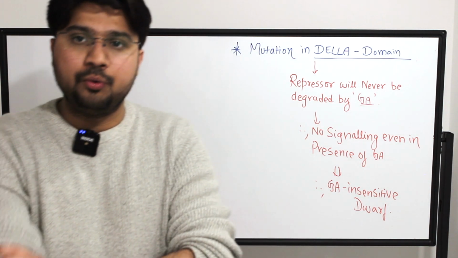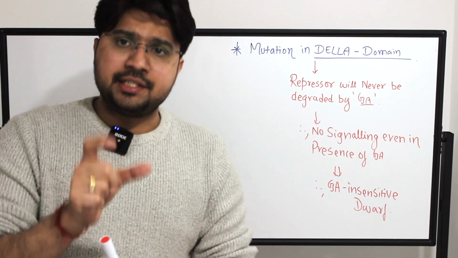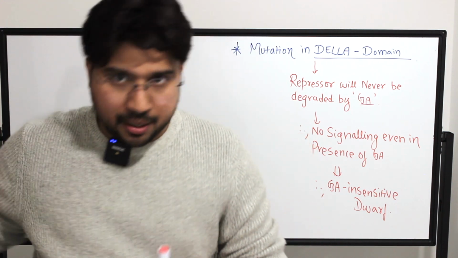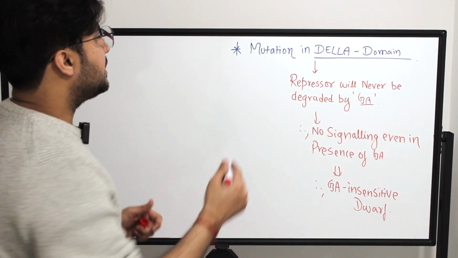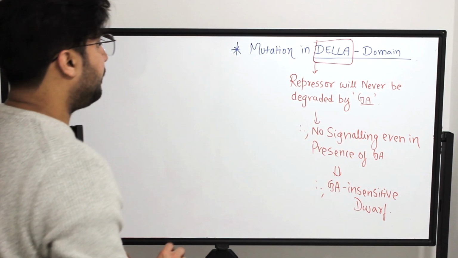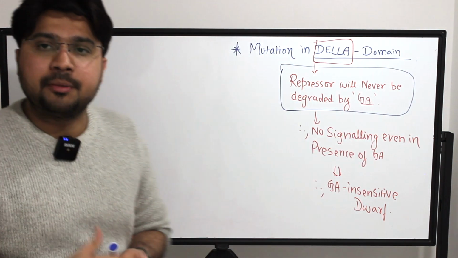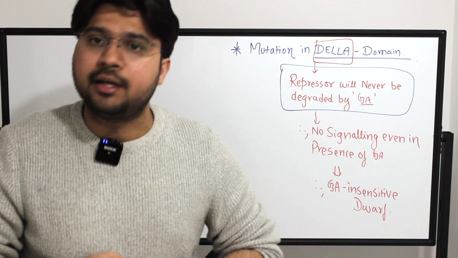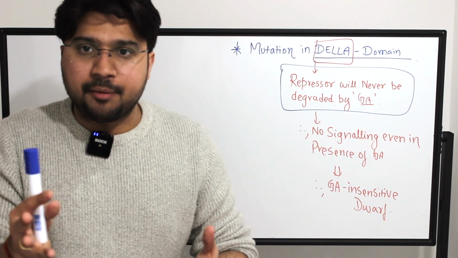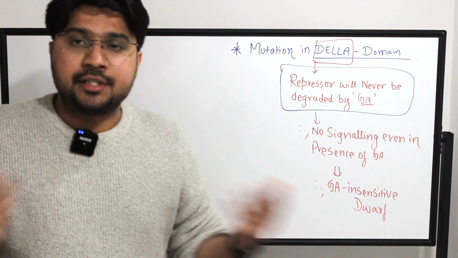I just told you that the DELLA domain is the region which is required if Gibberellin can go to that DELLA repressor and remove it from the activator, right? So please understand, if anything happens to the DELLA domain of a DELLA repressor, the repressor will never be degraded by GA, because Gibberellin will never be able to identify that mutated DELLA region. So GA will keep revolving around the repressor which was sitting on the activator, as a result of which the repressor can never be removed.